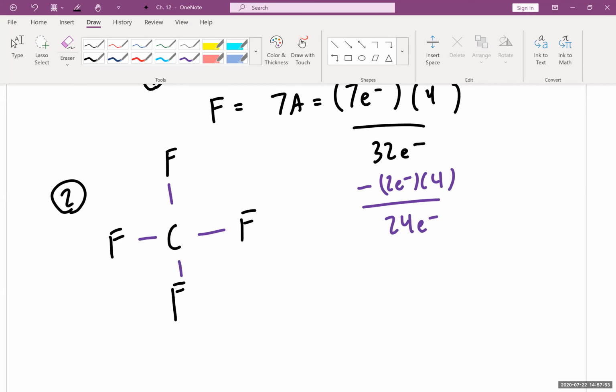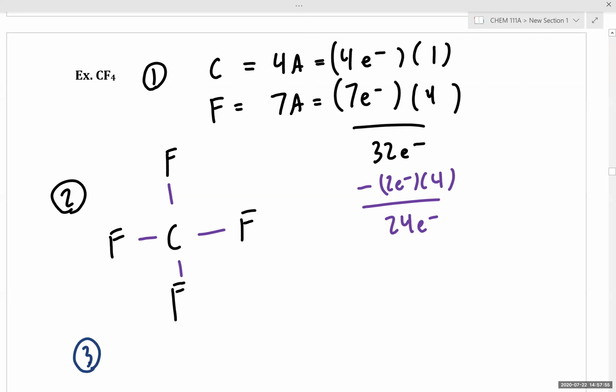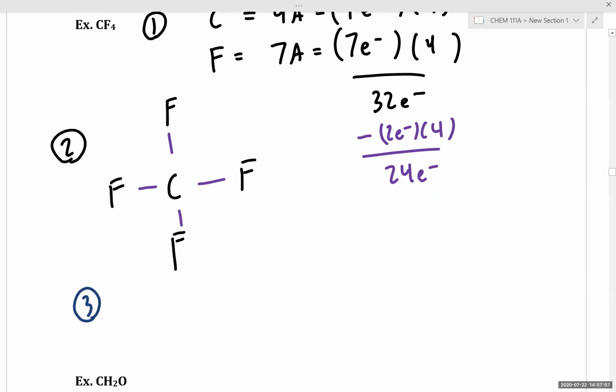Now we're going to add lone pairs to each of our atoms. So looking at fluorine, how many lone pairs do I need to add to get 8 surrounding electrons? I need 3 lone pairs or a total of 6 electrons. So I'm going to add 6 lone pair electrons to each fluorine atom.